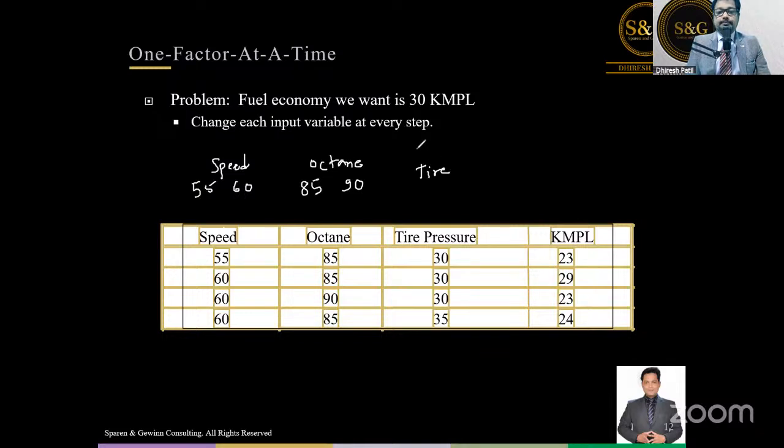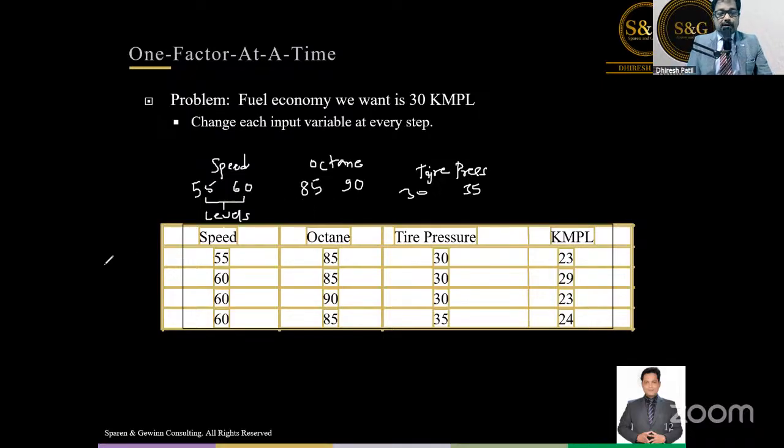Tire pressure, so lower setting is 30, higher setting is 35. So these two are called levels. Okay, levels. So everywhere they have selected two levels, lower level and higher level.